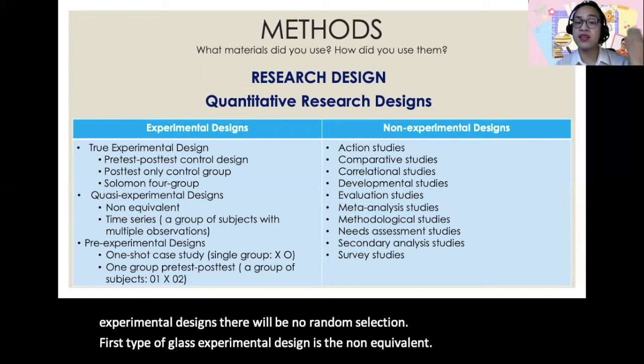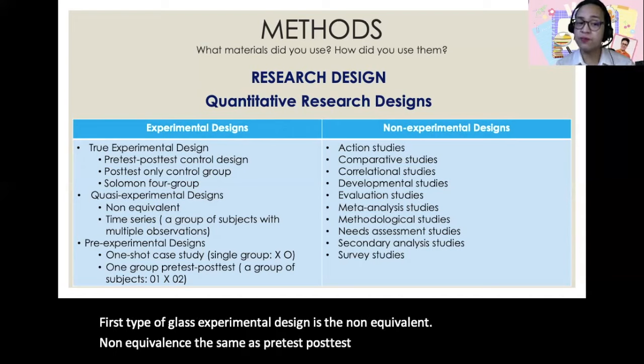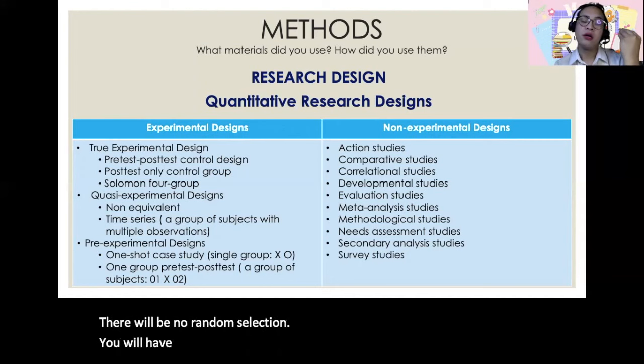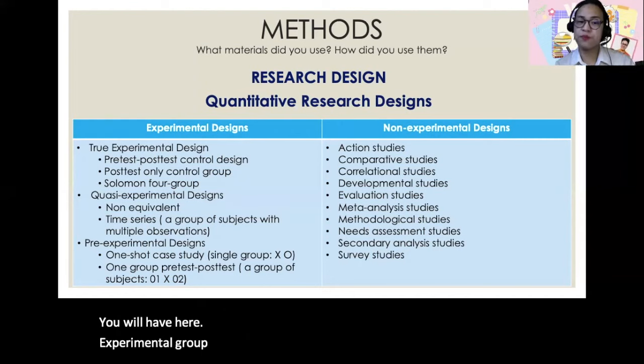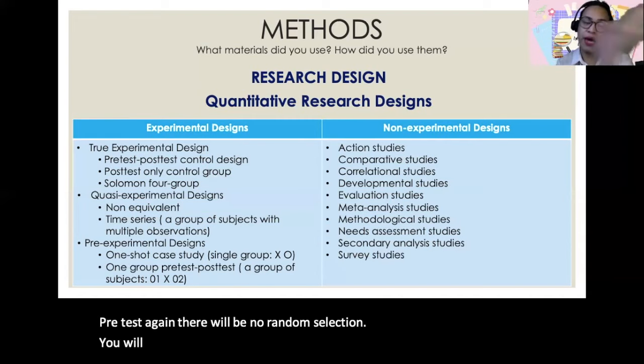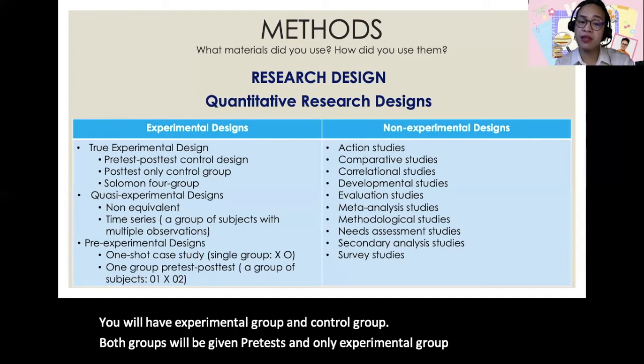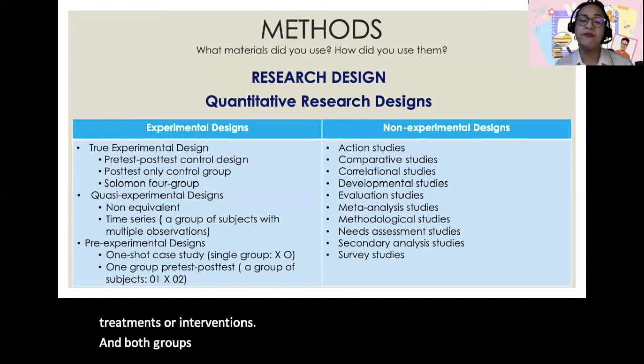So first type of quasi-experimental design is the non-equivalent. Non-equivalent is the same as pre-test, post-test control design. Okay, it's just that here in non-equivalent, there will be no random selection. You will have here experimental group, control group, and then treatments or interventions for the experimental group, and both groups will be given pre-test. Again, there will be no random selection. You will have experimental group and control group. Both groups will be given pre-tests, and only experimental group will receive treatments or interventions, and both groups will receive post-tests.